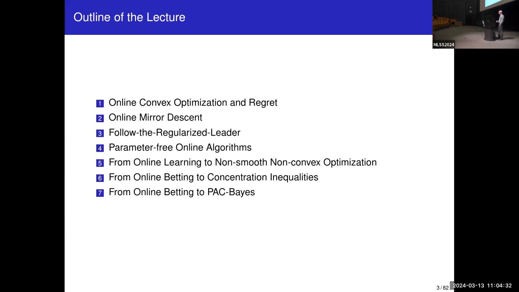Okay, so this is an outline of the lecture. I will first introduce you to the problem of online convex optimization and what we mean by regret. And then I will mainly focus on 2 classes of algorithms, that is online mirror descent and follow the regularized leader. Then I will briefly talk about parameter-free online algorithms. And then I will tell you something that I believe, by the way, is the most important part: the connections between online learning and other fields. So I will show you how to use online learning to do non-smooth, non-convex optimization in an optimal way. I will show you how to use online betting to prove concentration inequalities. And I will show you how to use online betting also to prove PAC-Bayes bounds.